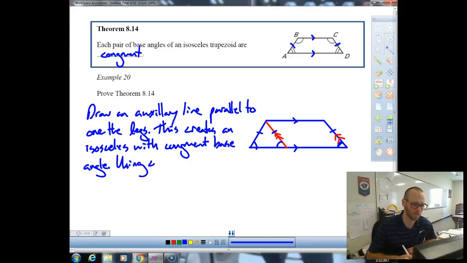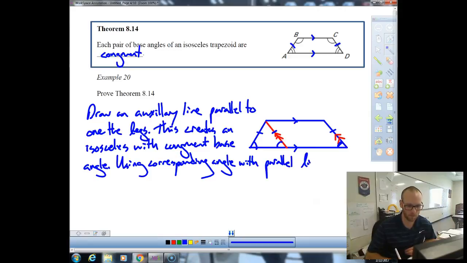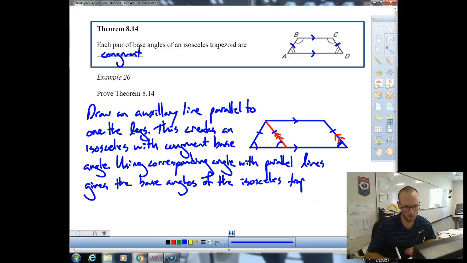Okay. Using corresponding angles with parallel lines gives us the base angles of the isosceles trapezoid as congruent. There we go. Pretty clever, isn't it? Okay, fun to come up with different ways to prove things.